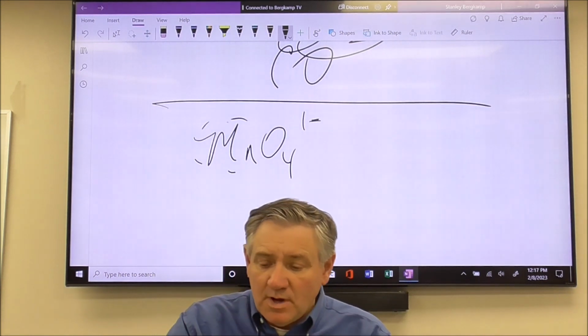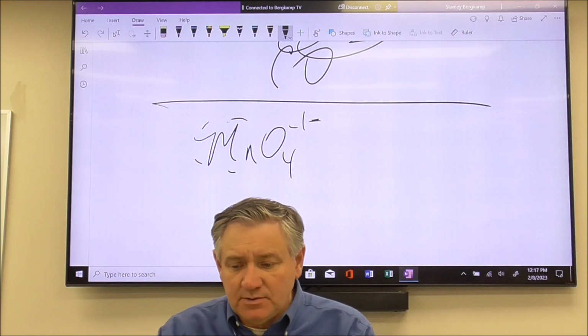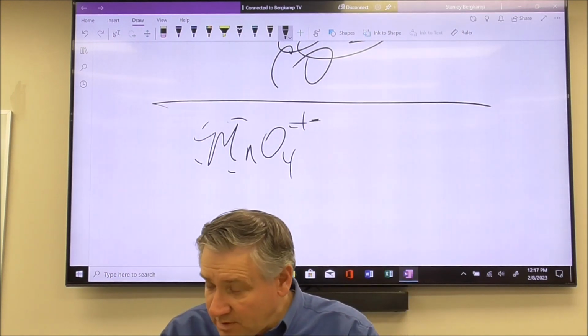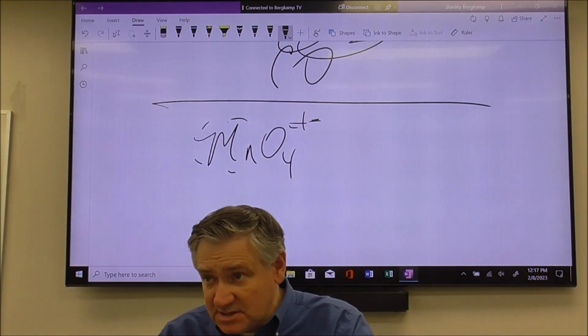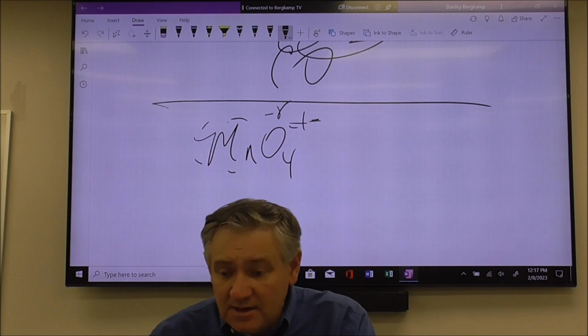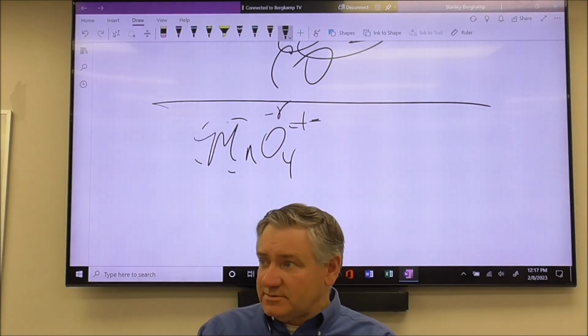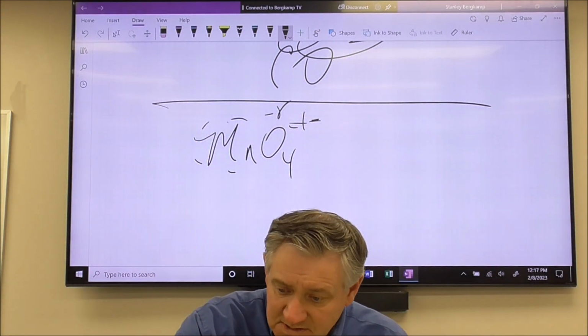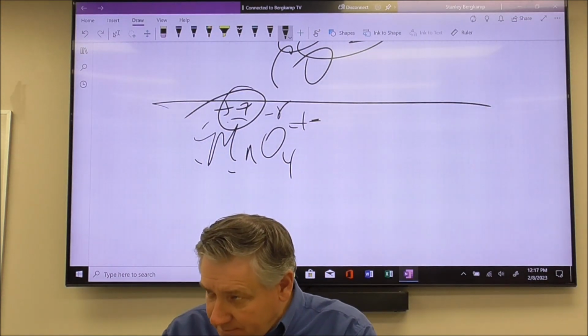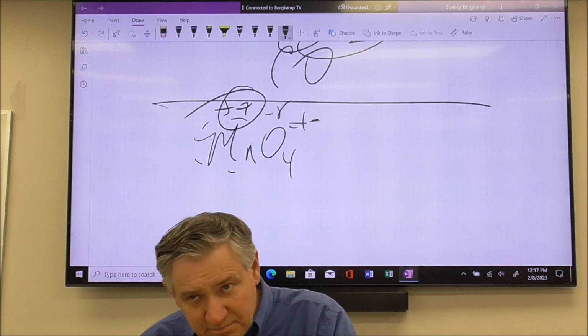But this is the one that we're going to deal with most often. So everything here needs to add up to -1. So the oxygen has 4 of those, start with that. So the oxygen is going to have a total charge of -8. So therefore the manganese has to have a charge of +7. So a manganese in a permanganate ion has an oxidation state of +7.